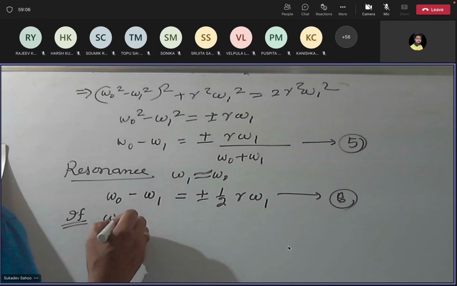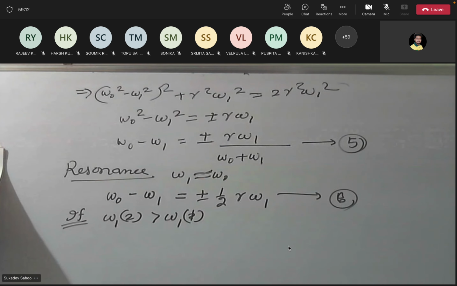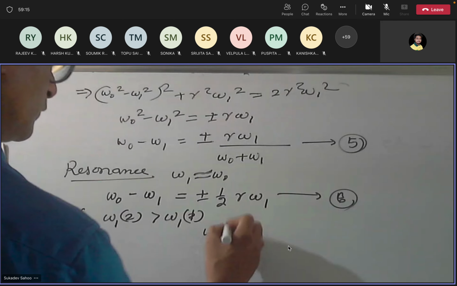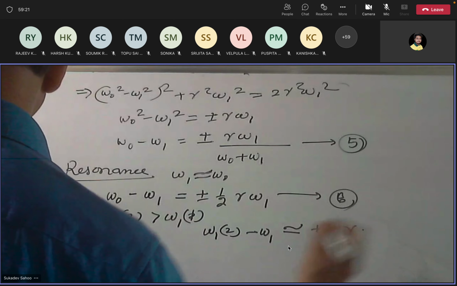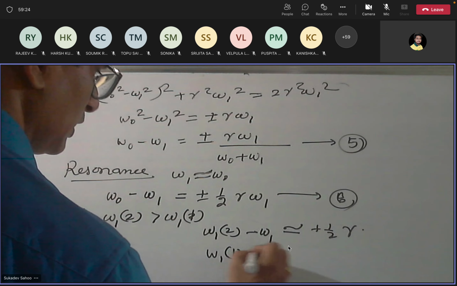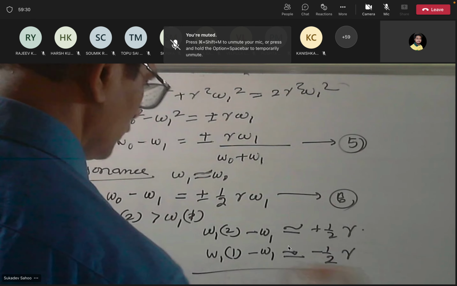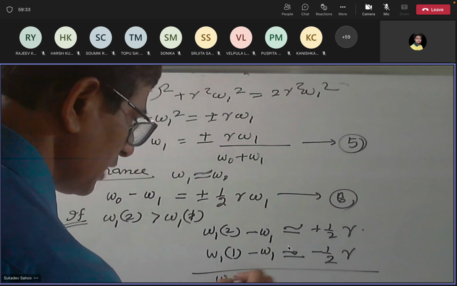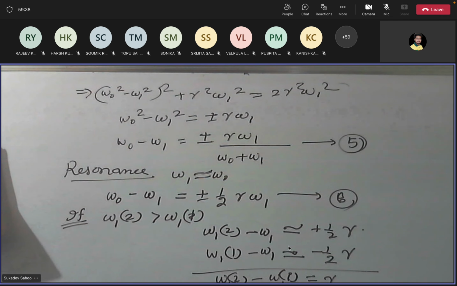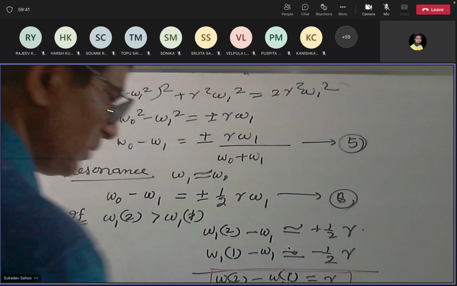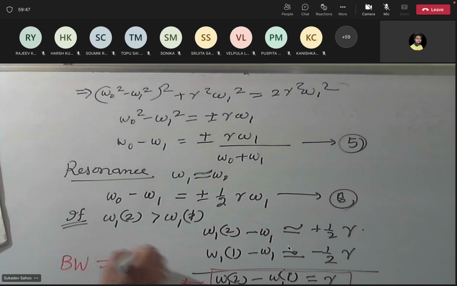Now, if omega 1 at 2 is greater than omega 1 at 1, according to our figure, then we can write omega 1 2 minus omega 1 is nearly equal to plus half gamma, and omega 1 1 minus omega 1 is equal to minus a half gamma. So if you subtract, then you will get omega 1 2 minus omega 1 1 equal to gamma. What is this omega 2 minus omega 1? This is the bandwidth. So we can say that the bandwidth expression is gamma.